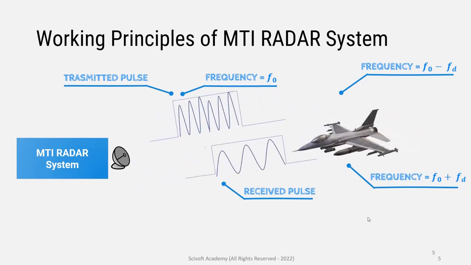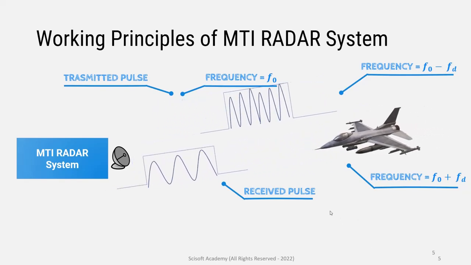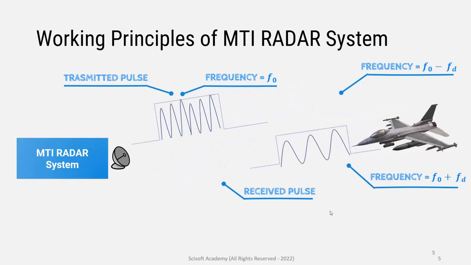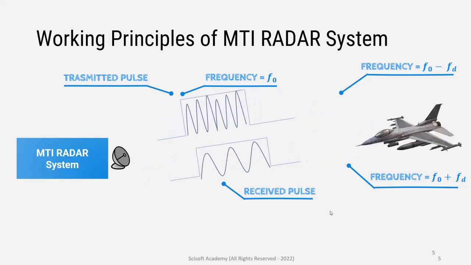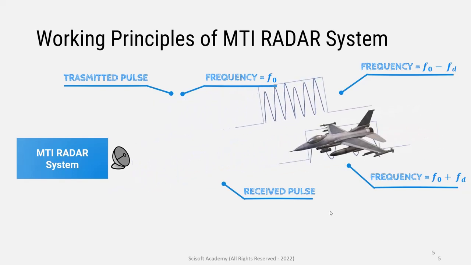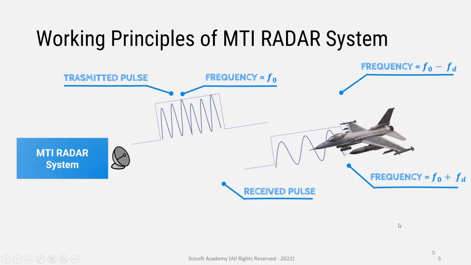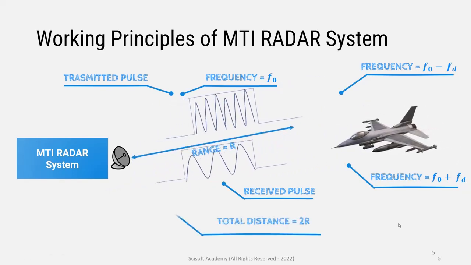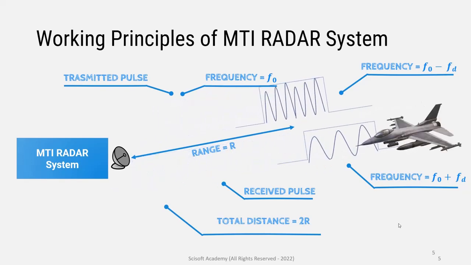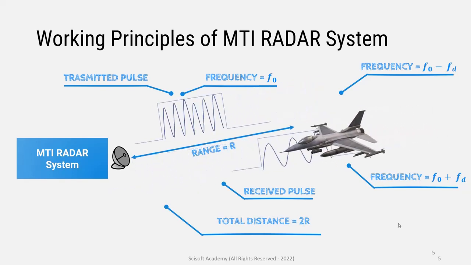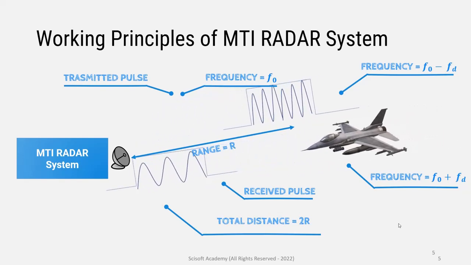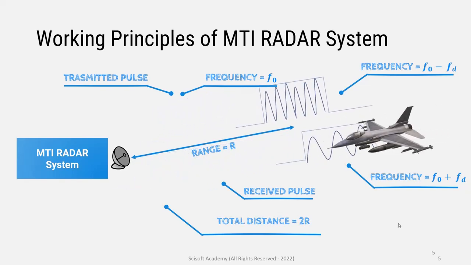On the other hand, when the target is moving towards the antenna, the frequency is added with the drift frequency. So the combined frequency that we will receive at the reception antenna is f0 plus fd. The range is going to be r in our case, so the pulse travels 2 times r. The total distance traveled by the pulse is 2r. So this is the basic principle of how MTI radar systems work.